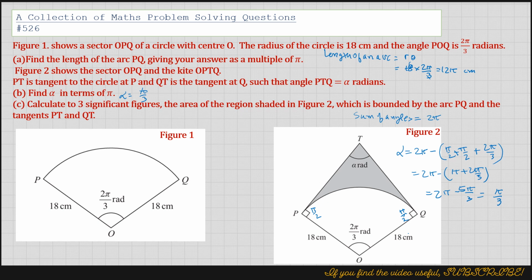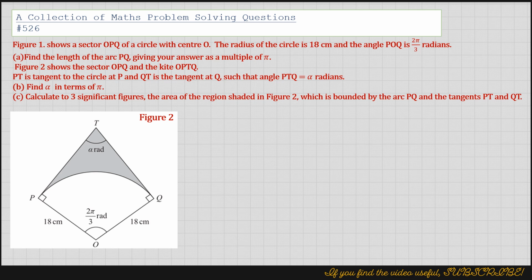And the next part is calculate, to three significant figures, the area of the region shaded in figure 2, which is bounded by the arc PQ and the tangents PT and QT. Because it's a kite, I'll draw the diagonals, divide it into triangles, find the area of OPQ, find the area of PTQ, add them up for the area of the kite, and subtract the area of the sector from it.